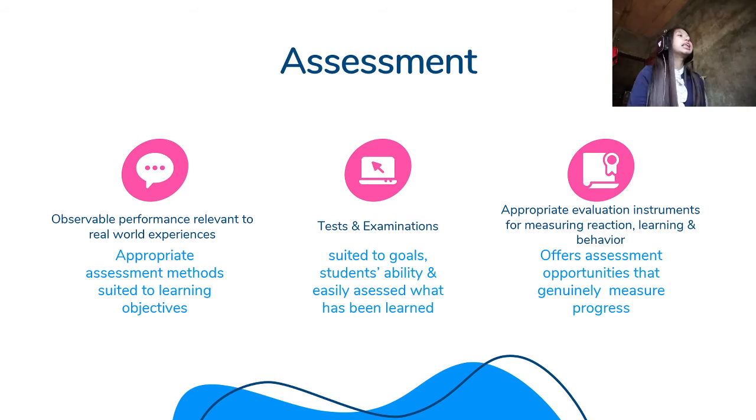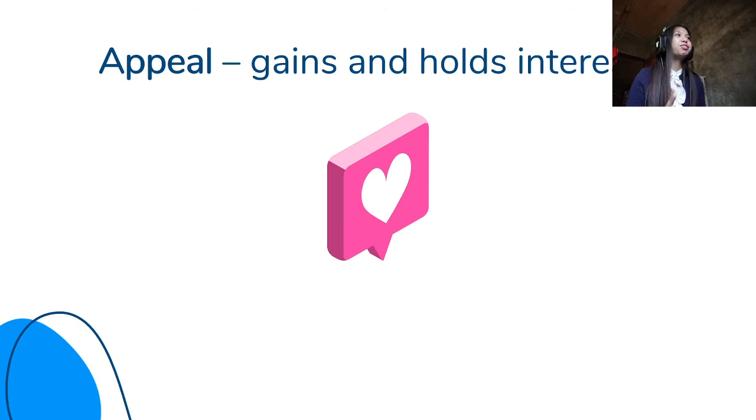And that it offers assessment opportunities that genuinely measure progress. So it should measure the development of the student. Could be by level or by stages or whatever, or however you do it. Okay, so that is the fourth indicator. Let's go to the fifth.